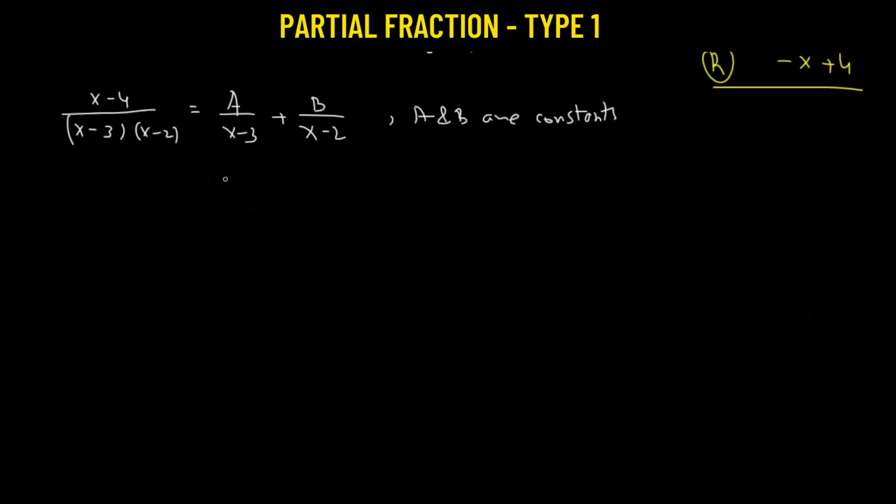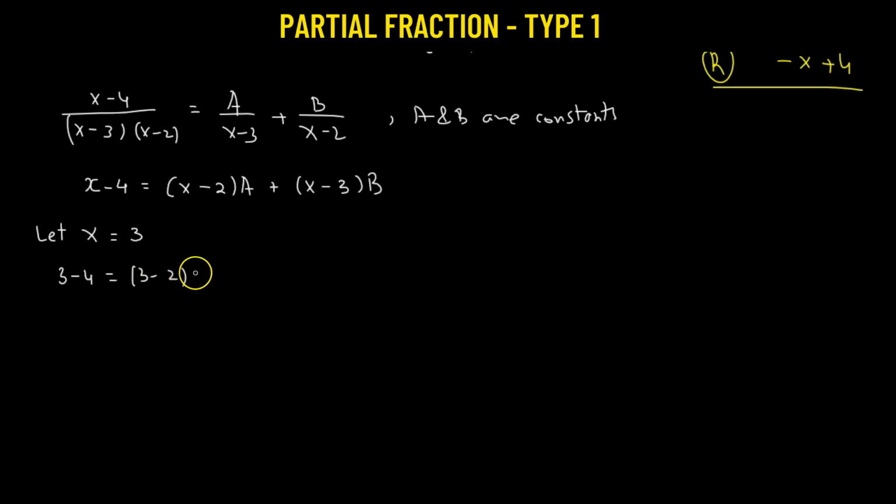In order to find the values of A and B, we multiply both sides of the equation by x minus 3 times x minus 2. This gives us x minus 4 equals x minus 2 times A plus x minus 3 times B. To find A and B, we choose two specific values of x. Let's take x equal to 3. Then we get 3 minus 4 equals 3 minus 2 times A plus 3 minus 3, which becomes 0. So we have negative 1 equals A, or simply A equals negative 1.